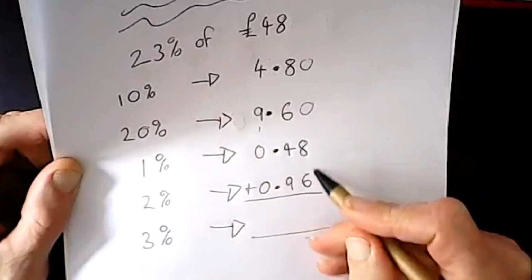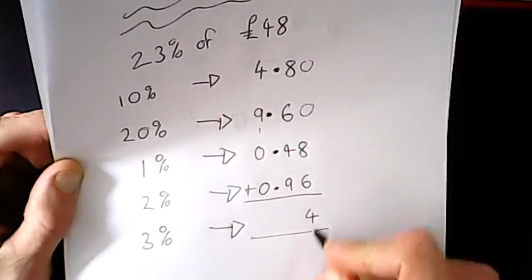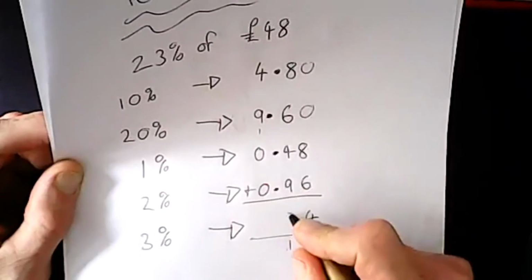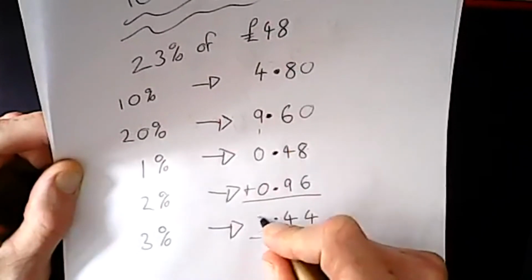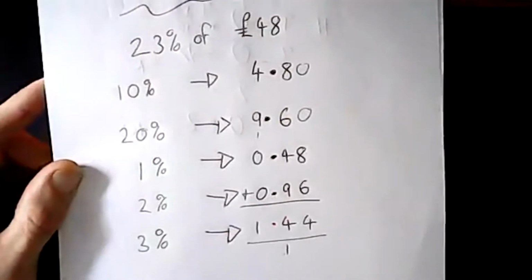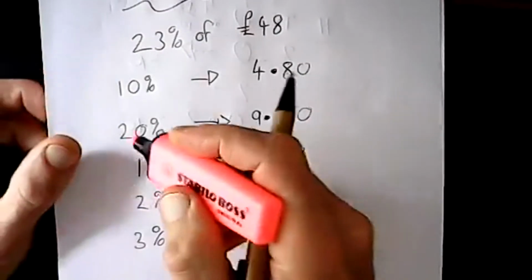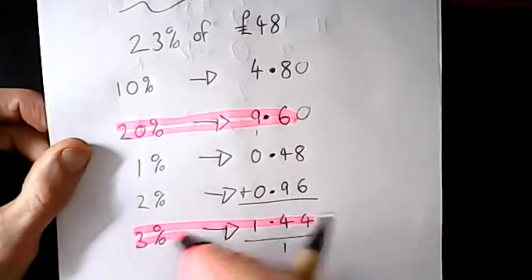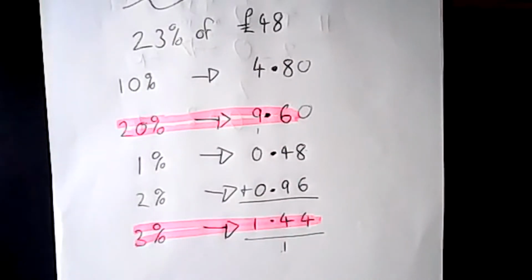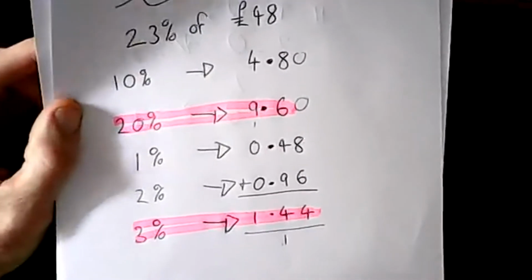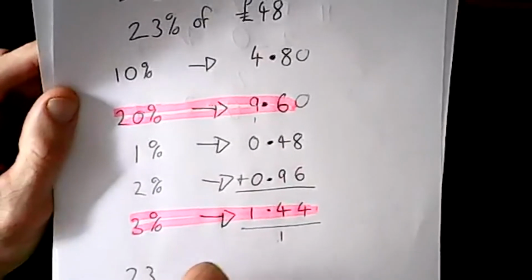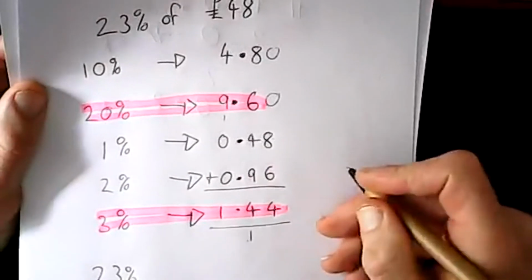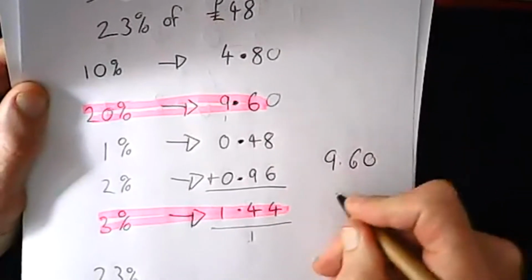Okay. 8 add 6 is 14. Carry the 1. 9 add 1 is 10. Add 4 is 14. Carry the 1. So now I've got 20% and 3%. So my final answer is going to be the 20 add the 3, and that's going to give us 23%. So let's do the sum here so we can clearly see what's going on.